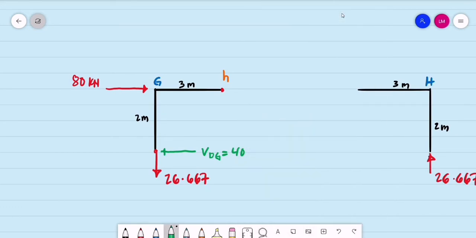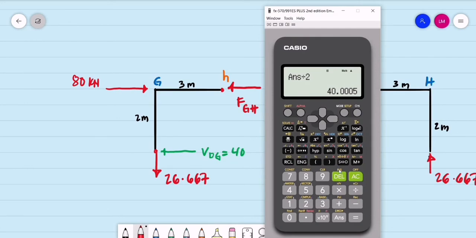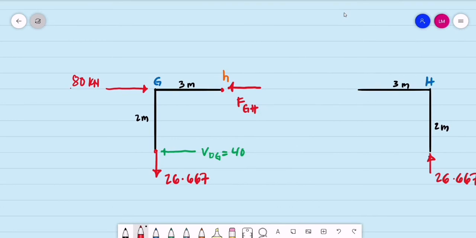Therefore, we can now have the axial force for beam GH. How do we compute this one? All we have to do is the summation of horizontal forces. That's basically the difference between the 80 kilonewtons and the shear for column DG, the 40 kilonewtons. So 80 minus 40. The axial force for beam GH is the same as 40 kilonewtons. What about the shear for beam GH? So this is the shear for beam GH.